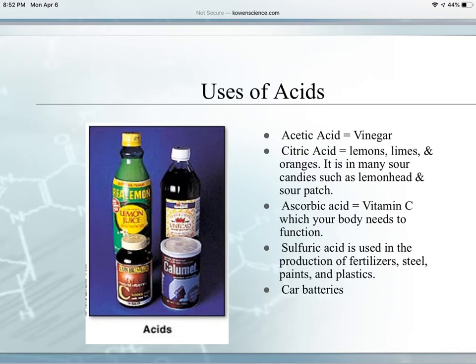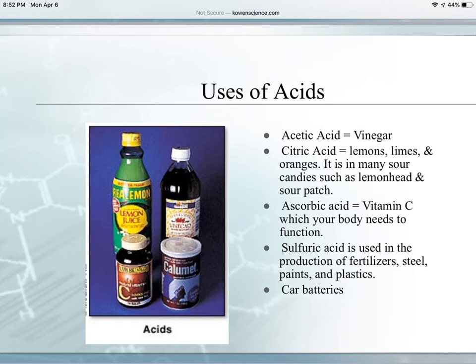Acetic acid is in vinegar. Vinegar is 3% acetic acid. Citric acid can be found in lemons and limes and oranges. A lot of times if you eat Lemonheads or Sour Patch kind of candy, citric acid is what is put in there to give it that sour taste. Ascorbic acid is vitamin C. Your body has to have that to function.